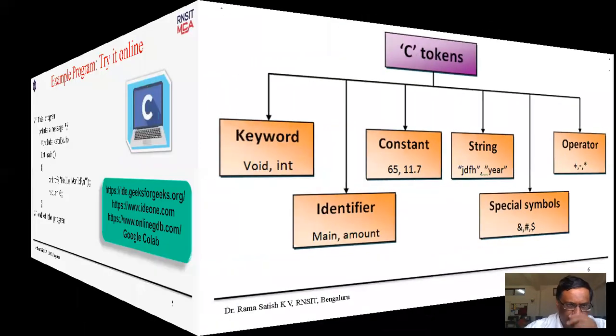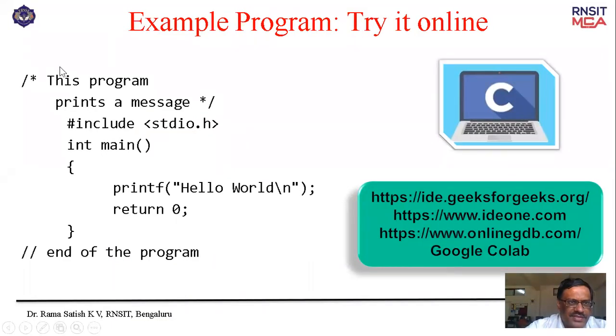So in the program, whatever we have seen, slash star, this is a special symbol. So whatever slash star you have, everything that follows is a comment unless it sees star slash. Yes, it's a token. Hash include is a keyword, a predefined preprocessor directive. It's a token. Hash include stdio.h is a token. Int is a token. Main is a token. So printf is a token. Return is a token. So everything is a token.